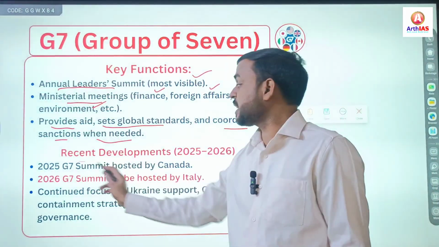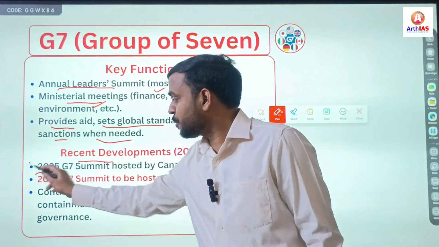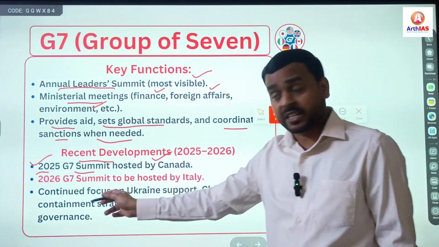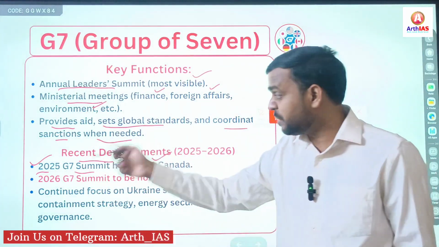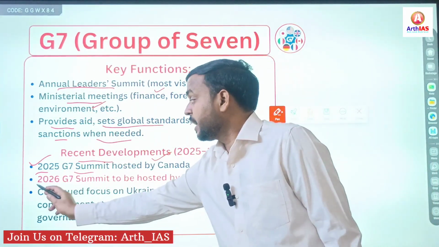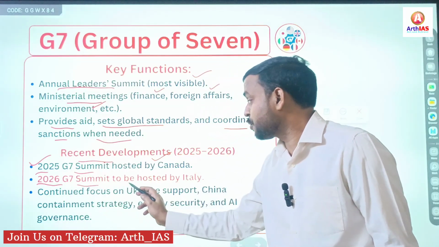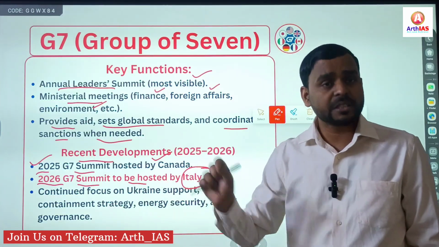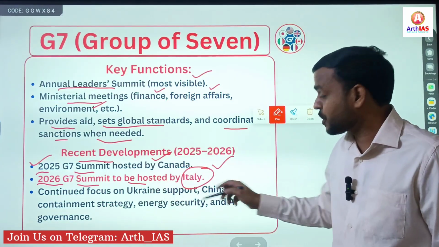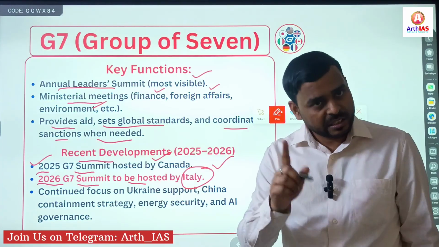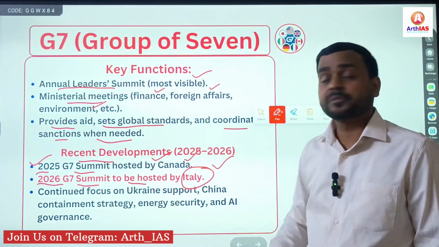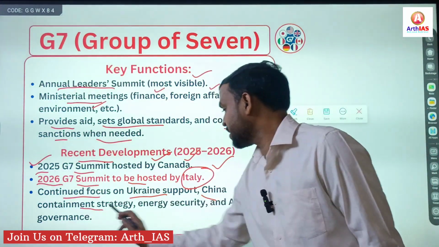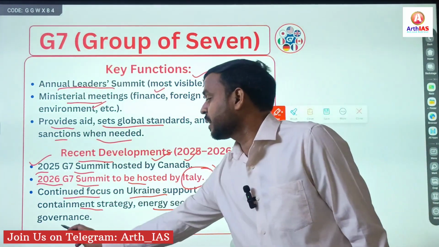Next, recent development. This point is very important. In 2025, the G7 summit was hosted by Canada, but this year 2026, and from a prelims perspective this fact is very important, the G7 summit is to be hosted by Italy. Again I am repeating that the G7 2026 summit will be hosted by Italy. Last year it was hosted by Canada. Next, continued focus on Ukraine support, China containment strategy, energy security, and AI governance.